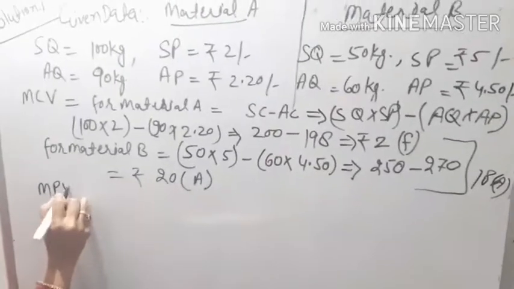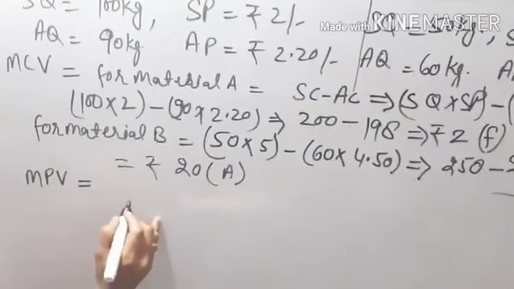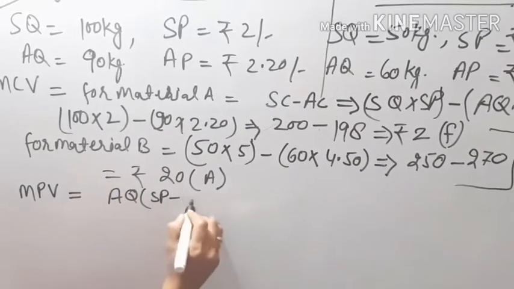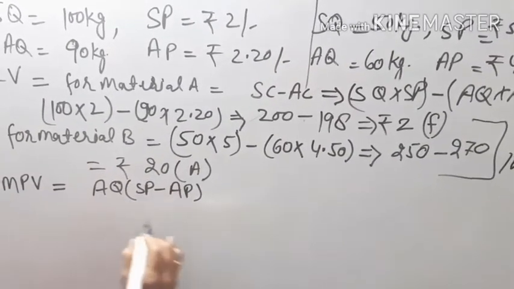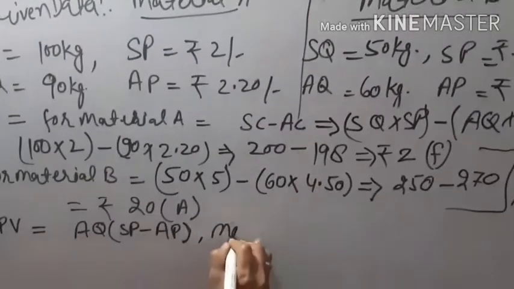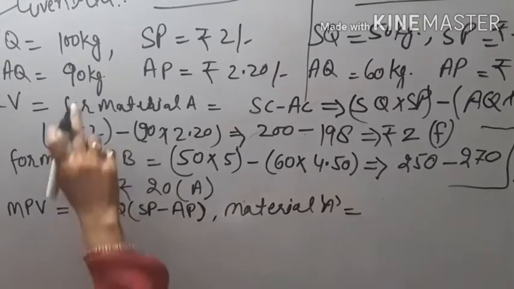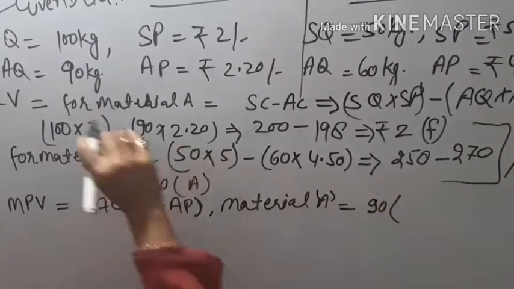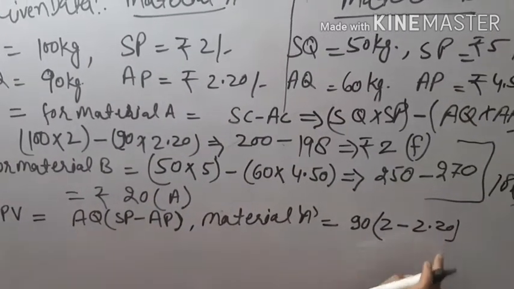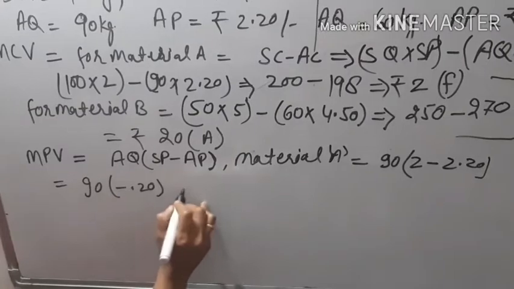Now we will calculate MPV, material price variance. Its formula is material price variance equals actual quantity multiplied by standard price minus actual price. Now we will put the values for both materials, material A and material B. So first we will calculate for material A. Actual quantity for material A 90, standard price 2, actual price 2.20. 2.20 is more, so this answer will again come in negative form, minus 0.20.